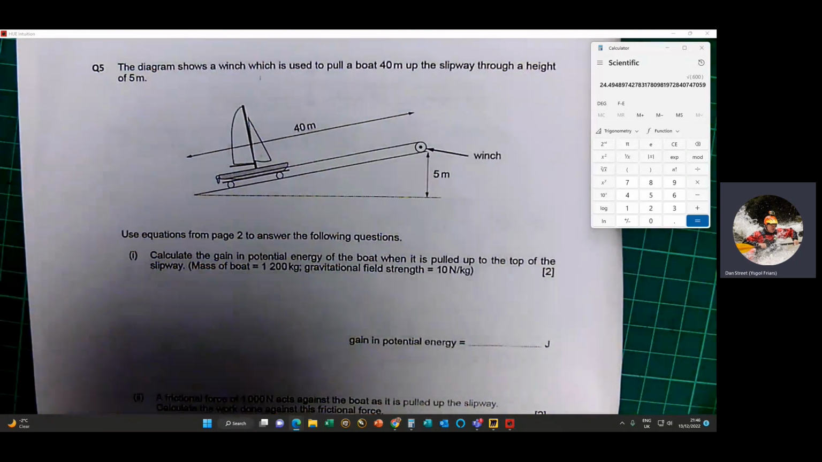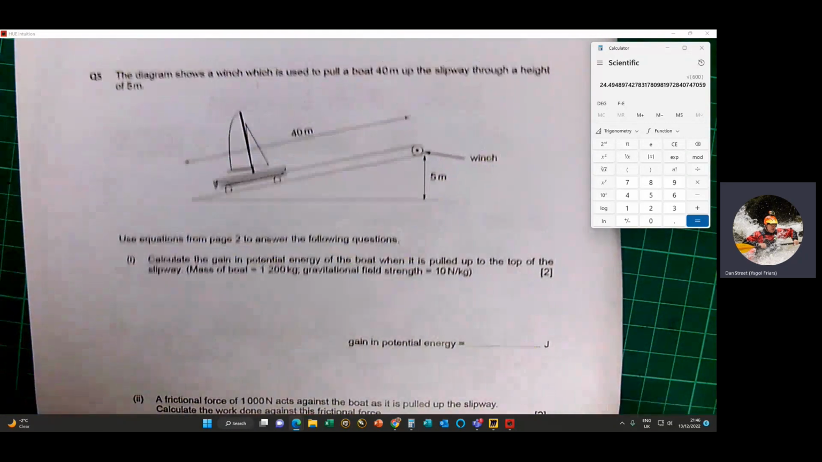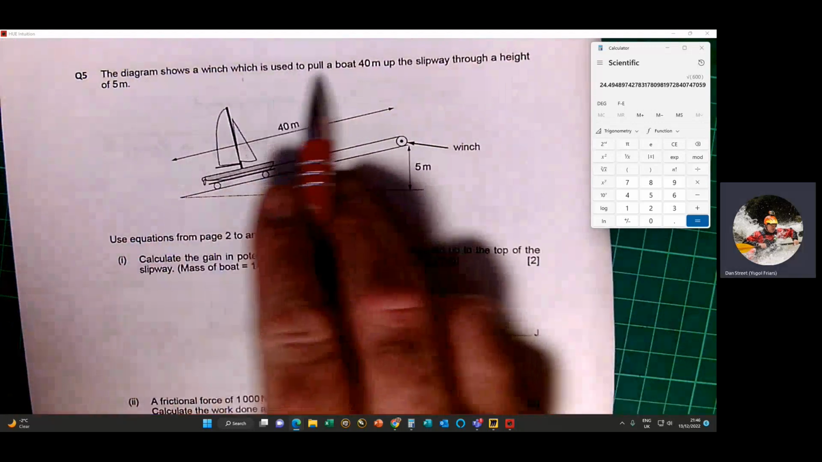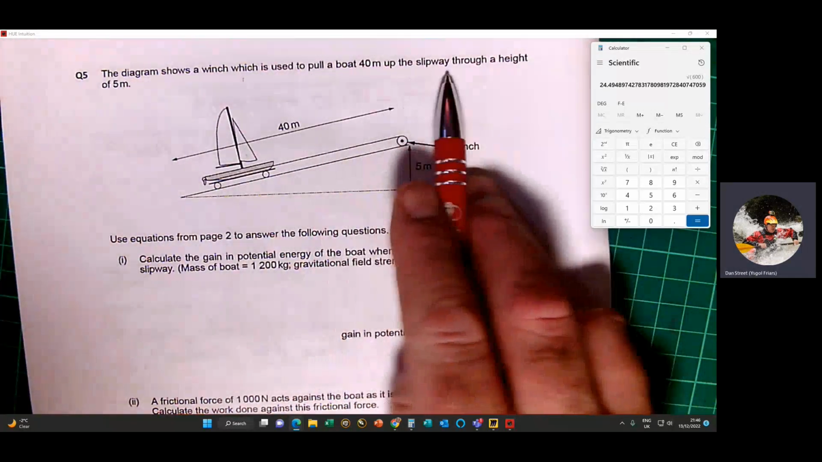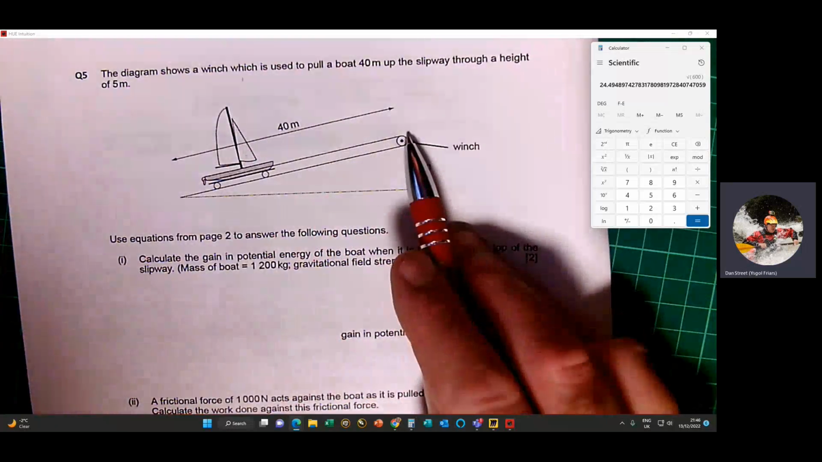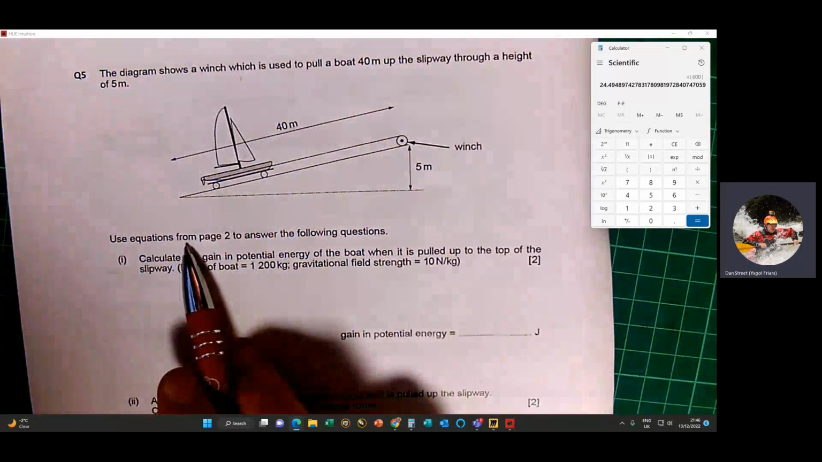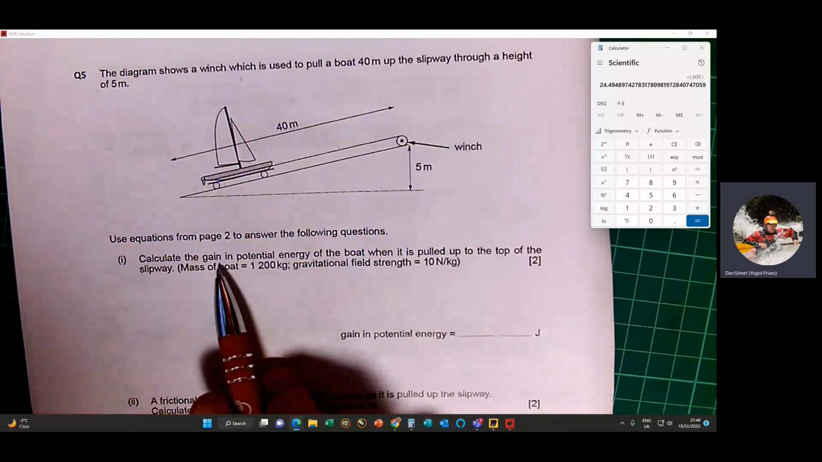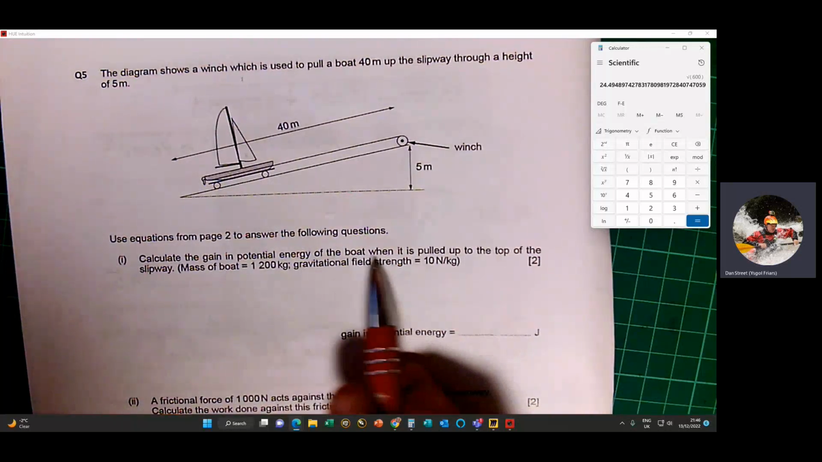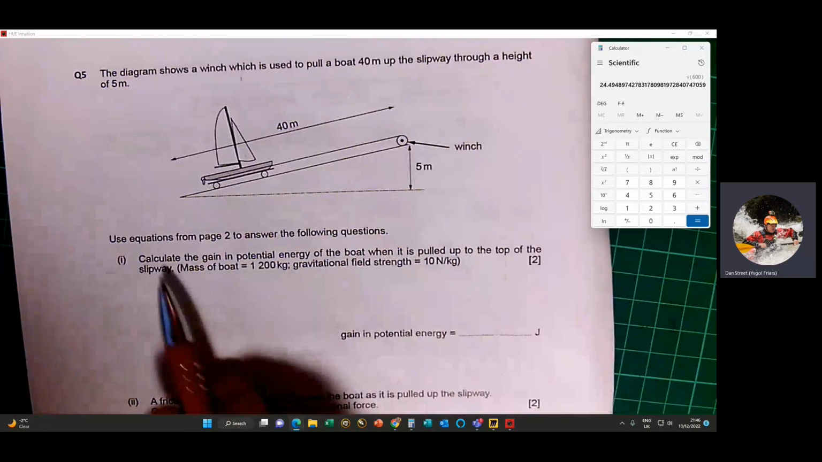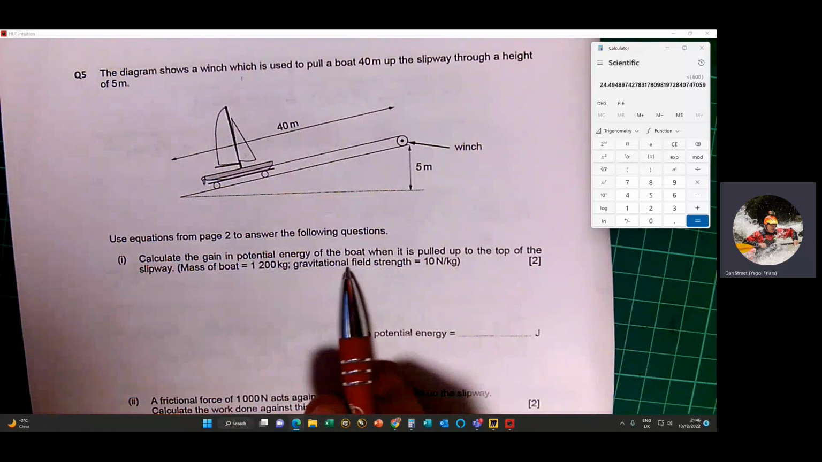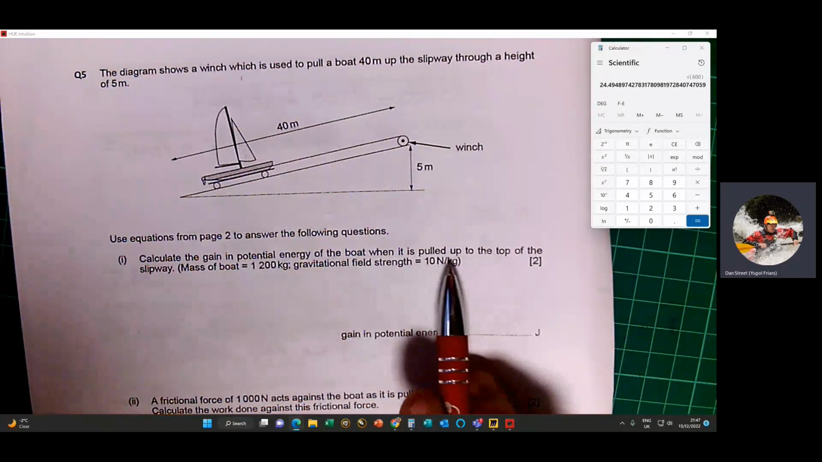Okay, so this is mock question 5. The diagram shows a winch, which is here, which is used to pull a boat 40 metres up the slipway through a height of 5 metres. Use equations from page 2 to answer the following questions. Calculate the gain in potential energy of the boat when it is pulled up to the top of the slipway. The mass of the boat is 1,200 kilograms and the gravitational field strength is 10 newtons per kilogram.